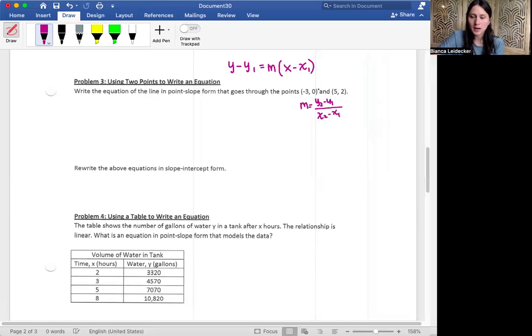So I might just call this one my first point, x1, y1. This is my x2, y2. And I'm going to plug this stuff in: 2 minus 0 over 5 minus -3. And so it is 2 over, add the opposite, 2 over 8, which simplifies to 1/4. So it's 1/4 as my slope.